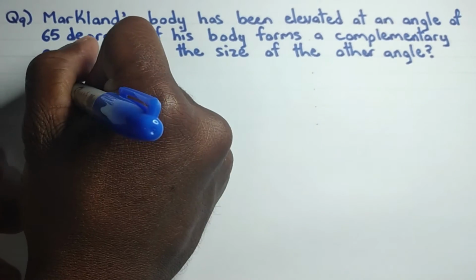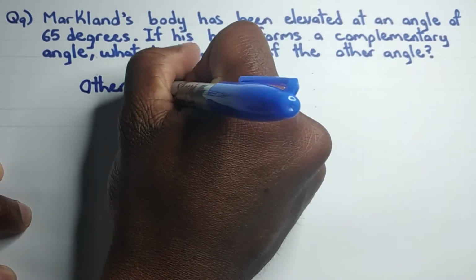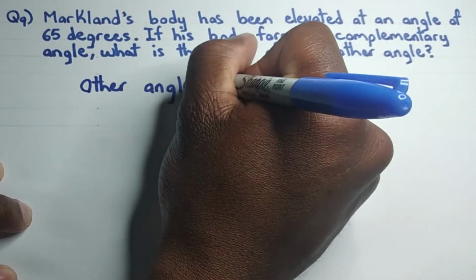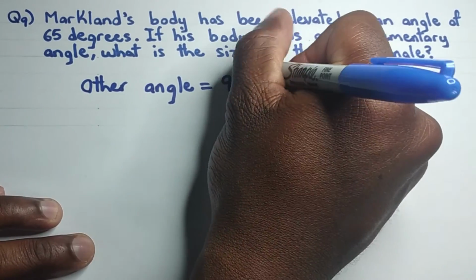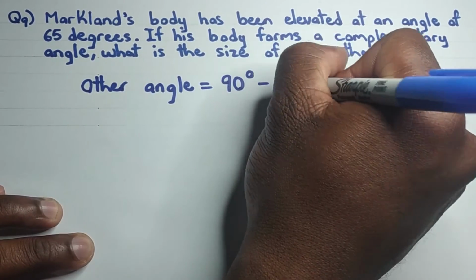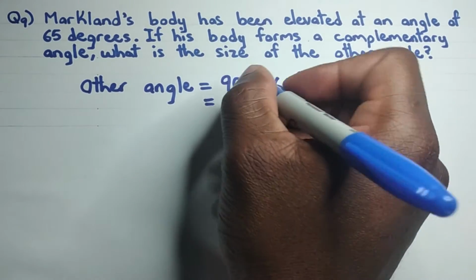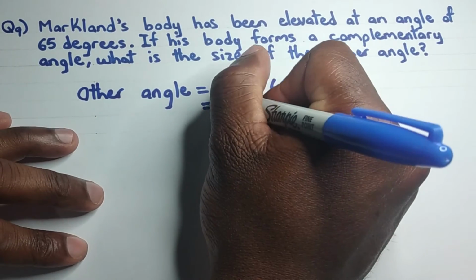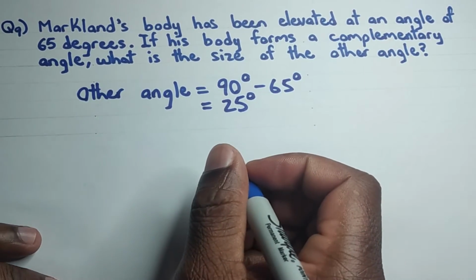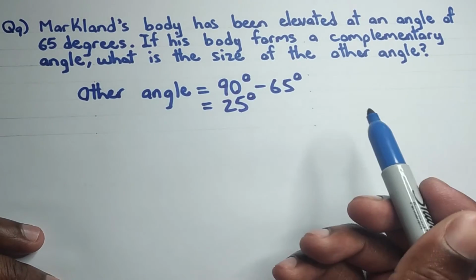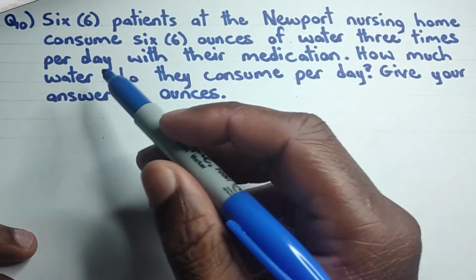So we can say that the other angle would be equal to 90 degrees minus 65 degrees. And if we subtract 65 from 90 degrees, we'll end up with 25 degrees. So therefore, the size of the other angle would have been 25 degrees. And this is pretty much how you treat question 9. All right, let's look at question 10.